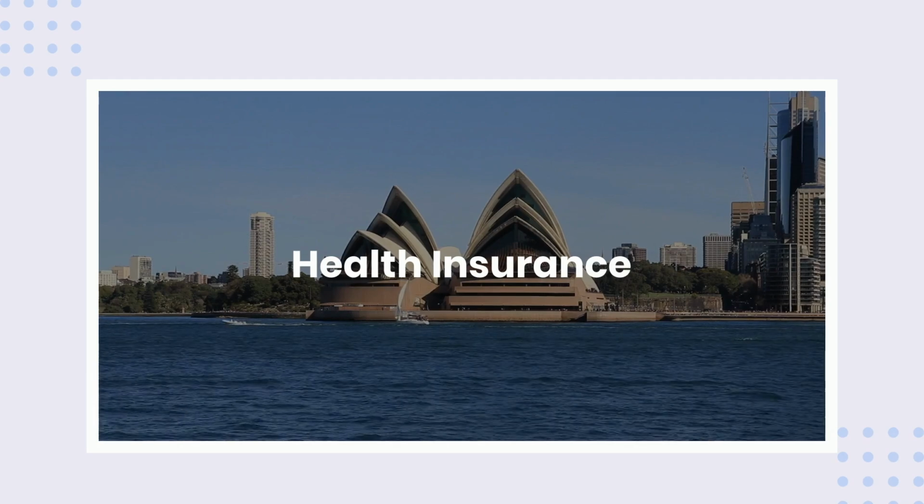The next one is health insurance. International students are required to obtain health insurance when they're applying for their student visa. This health insurance is known as OSHC, which is Overseas Students Health Cover. This insurance basically covers you for accidents or other health related issues that might happen while you're studying here in Australia. So having this insurance is a must for international students.